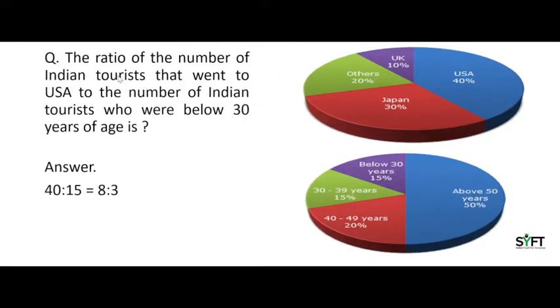This question says the ratio of the number of Indian tourists that went to USA to the number of Indian tourists who were below 30 years of age is. From this pie chart, we can easily see that the tourists that went to USA is 40%, and from this pie chart we can see that the number of Indian tourists who were below 30 years of age is 15%. So here the ratio will be 40 is to 15, which will come to 8 is to 3.